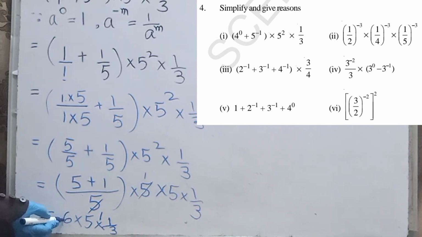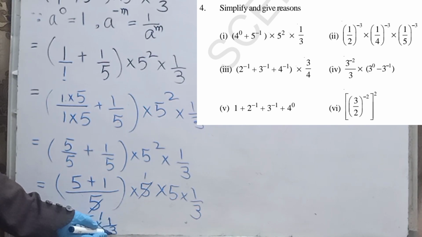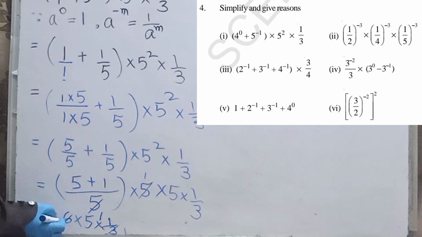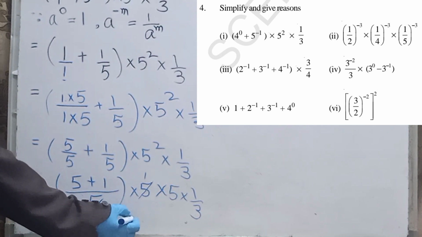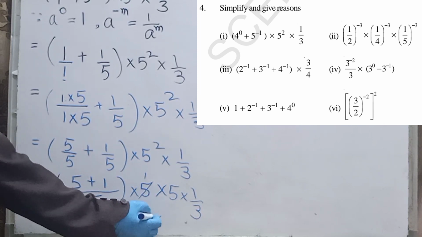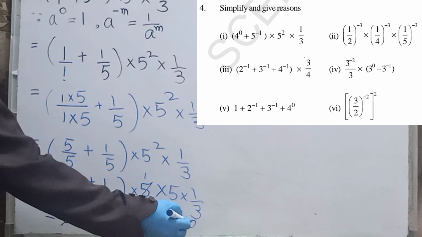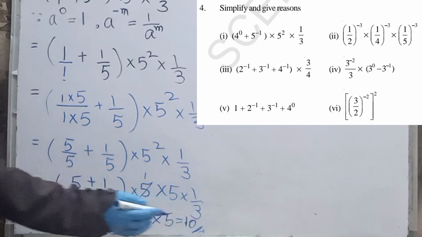Now 5 into 1 by 3. Since here 6 is there and in the denominator 3 is there, these two numbers we can cancel using the table of 3. So I am cancelling here. 3 ones are 3, 3 twos are 6. So it is equal to 2 into 5. 2 fives are 10. So this is the final answer.